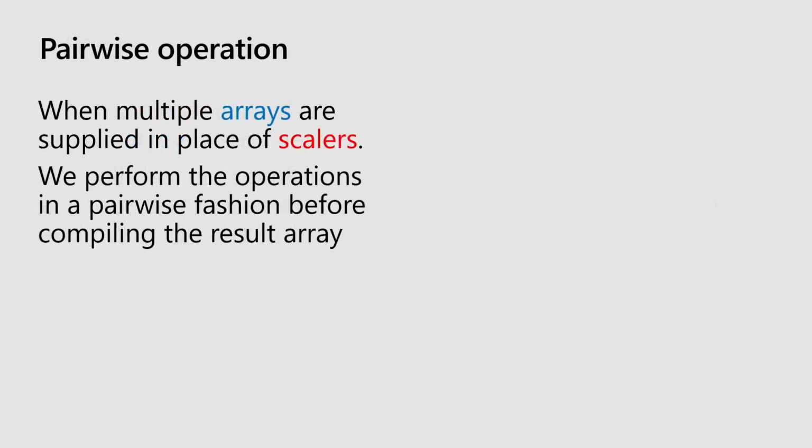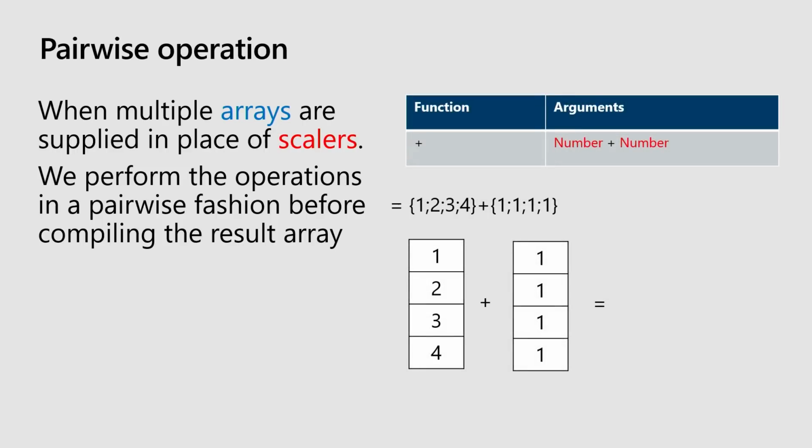The next one is pairwise operation. When you provide multiple arrays, we do a pairwise operation. So if I have the array 1; 2; 3; 4 and I add another array to it, we add these elements pairwise, and then we get the return array. So that's pairwise operation. We've got lifting and pairwise operation. That's 2 of the 3.